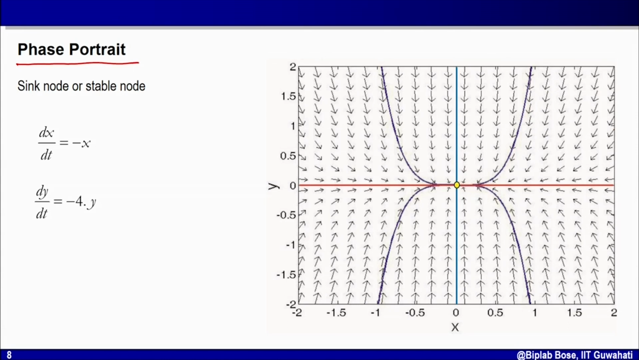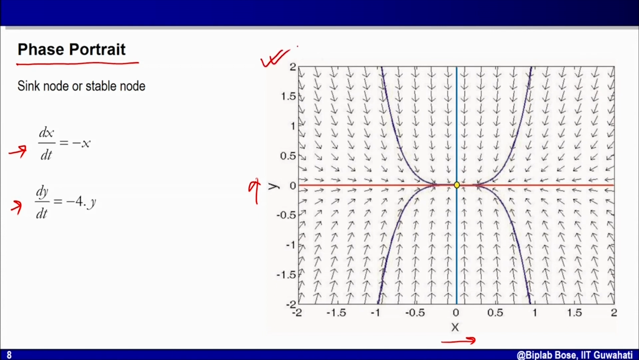The one shown here is represented by these two ODEs, dx/dt equal to minus x and dy/dt equal to minus 4 times y. I have just given an example. If you use the same rule of plotting x in the horizontal axis, y in the vertical axis, and then divide this xy plane in equidistant grid points and draw arrows there using the rules that we have discussed, you will get this type of picture.